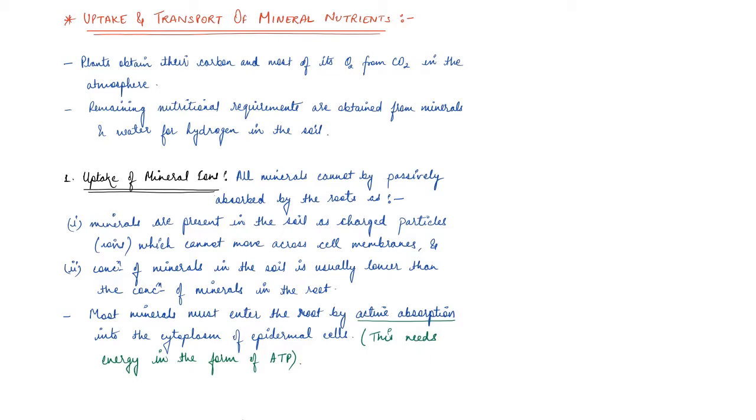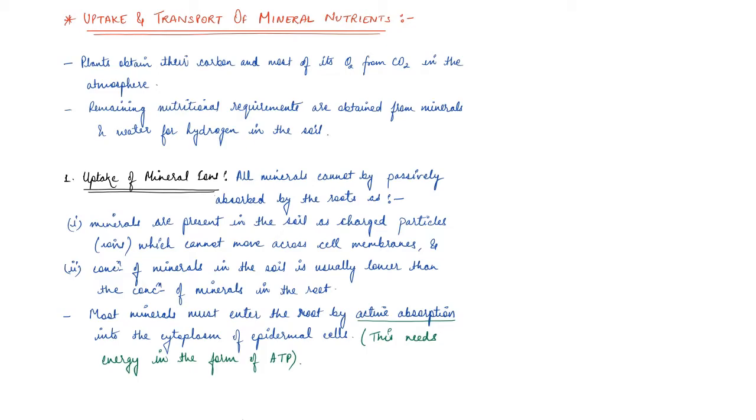So let's start off with the uptake and transport of mineral ions. Basically, plants obtain their carbon and oxygen from CO2, the carbon dioxide that they take up from the atmosphere. Apart from these two things, all the remaining nutritional requirements are obtained from minerals and water. They take up the requirements of different kinds of nutrients from minerals in the soil, and water for hydrogen. So they take up minerals from the soil. Now let's see how the uptake of mineral ions happens.